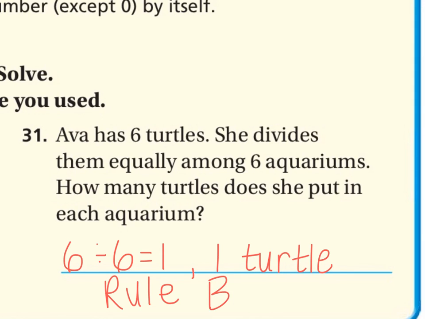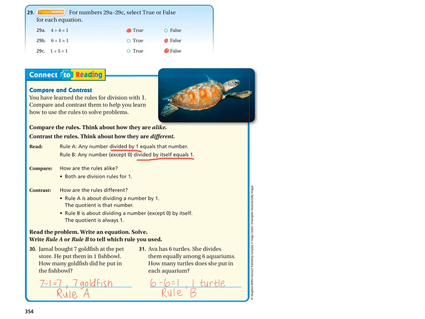You also needed to have Rule B. So if we go back up and look at Rule B right here, it says any number except 0 divided by itself equals 1. That's what we see. 6 divided by 6 equals 1. So that is Rule B.